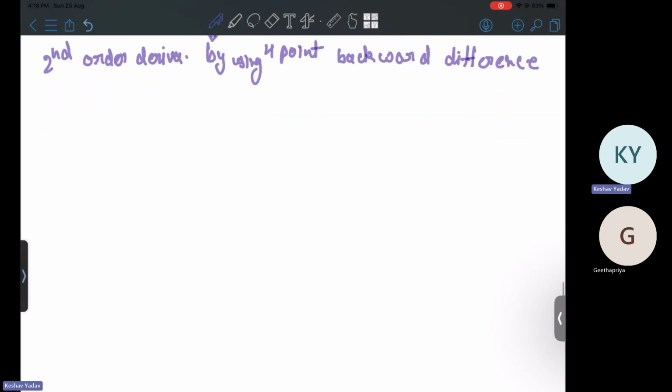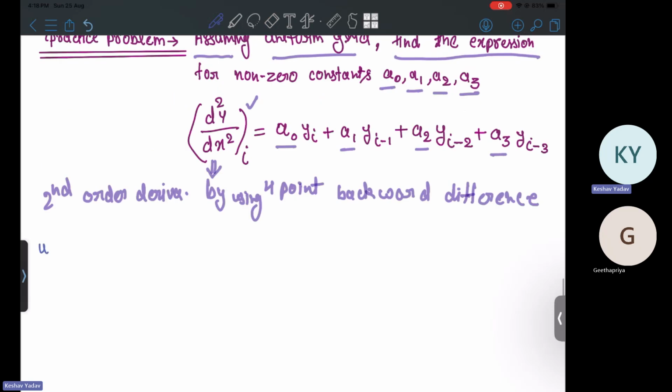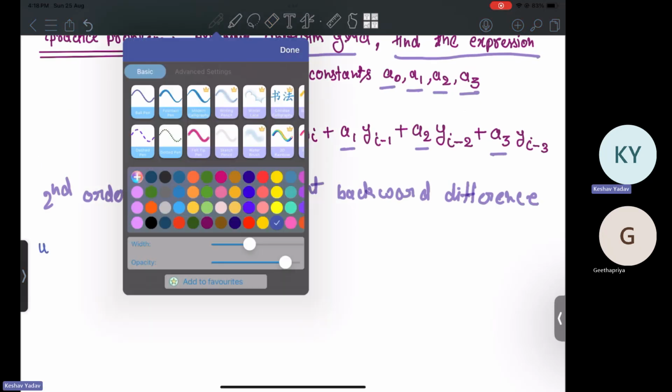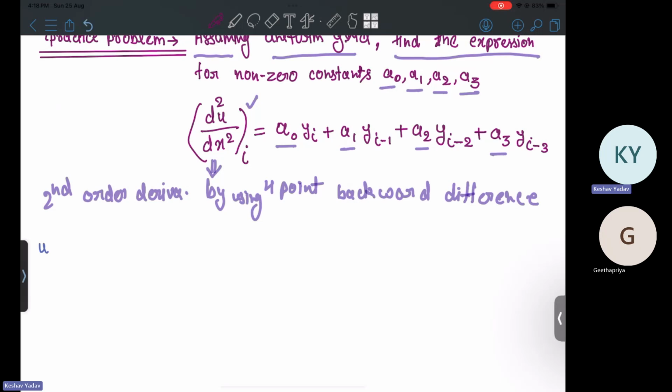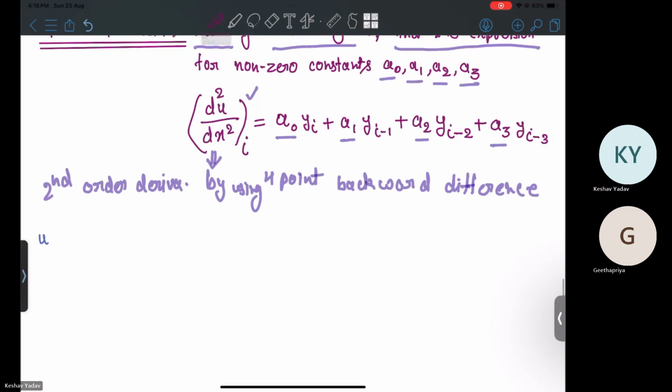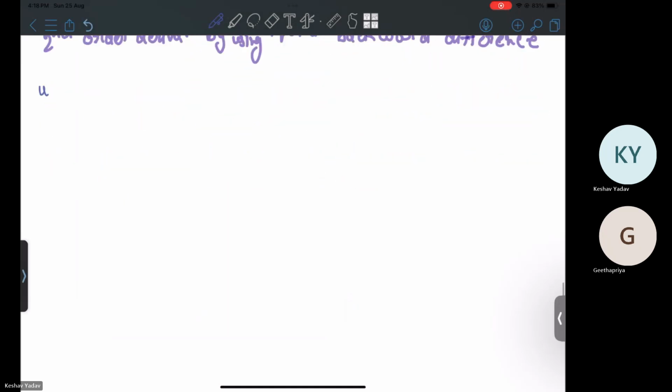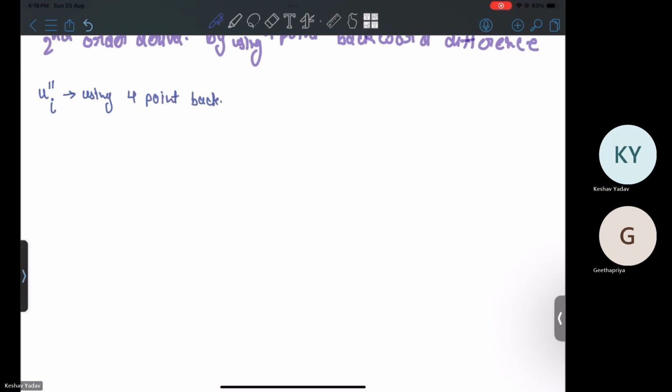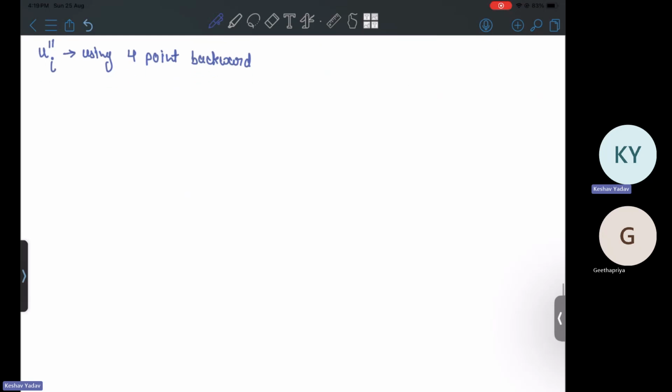So what I want to find. Rather than writing y, I will write u here. Or I can write y also, but suppose I am replacing y with u. Okay, this is what we want to find. So we wish to find ui double prime using 4-point backward difference. And also we will find its truncation error order.